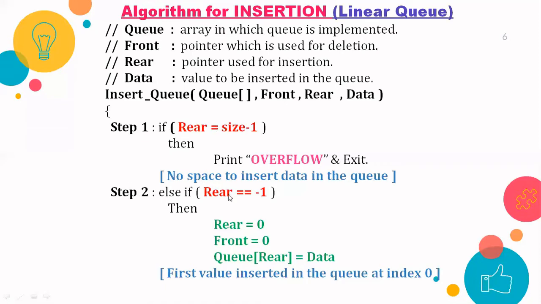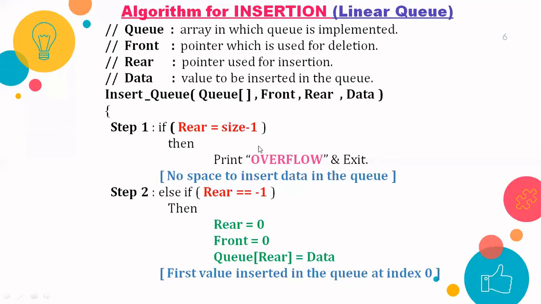In this condition, we check if rear is equal to -1. In that case, we know that the queue is empty. So first the rear pointer and the front pointer will be set to 0, and then at the new location, that is queue of 0, I will insert the data. So the first value inserted in the queue is at the 0th location, right?